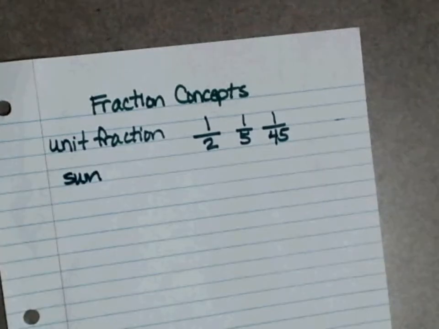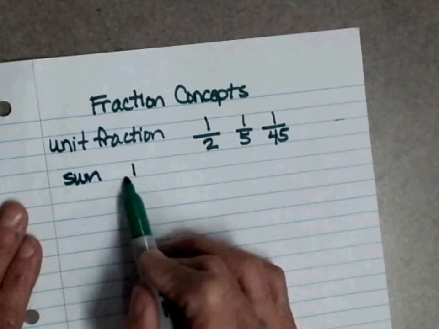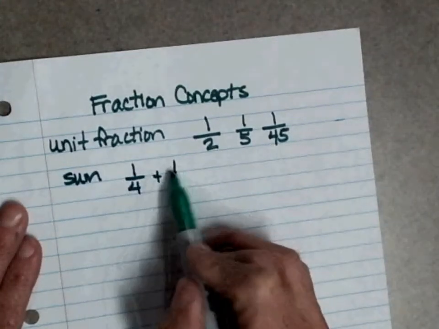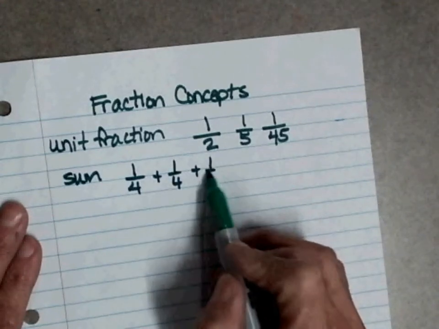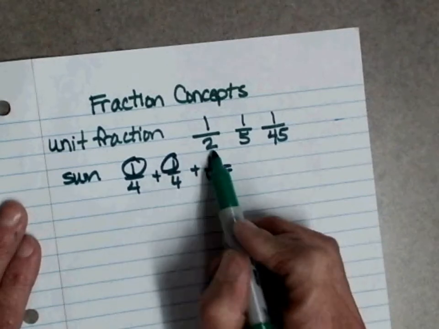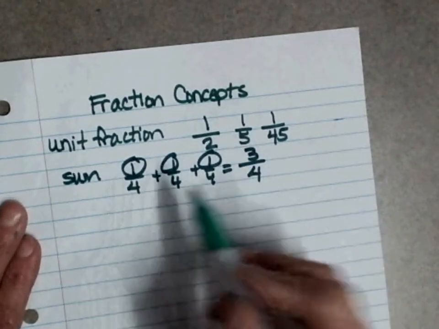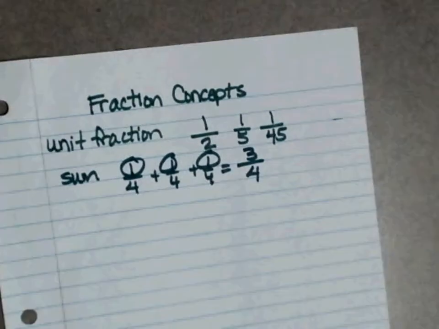So if we want to find the sum of unit fractions, that would be 1/4, for example, plus 1/4 plus 1/4. If we add them up, all we're doing is adding our numerators, and we get 3/4. So 1/4 plus 1/4 plus 1/4 equals 3/4.